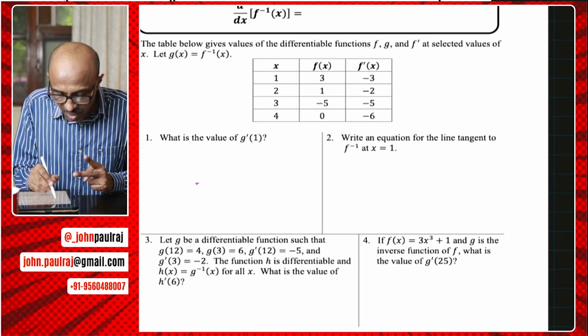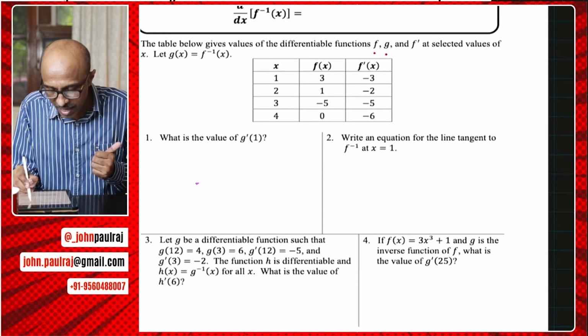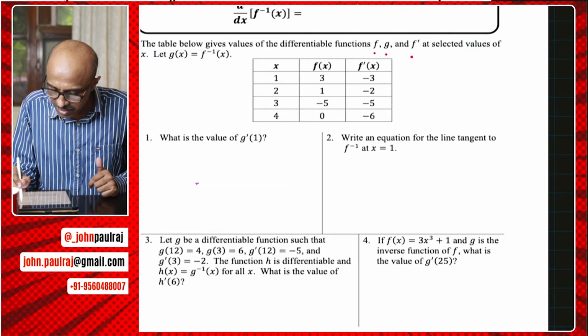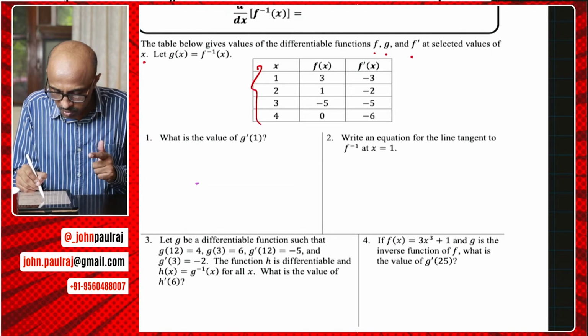So the question reads, the table below gives values of the differentiable functions f, g, and f prime at the selected values of x, okay? So that's what we see. The first column is x is equal to 1, 2, 3, 4.